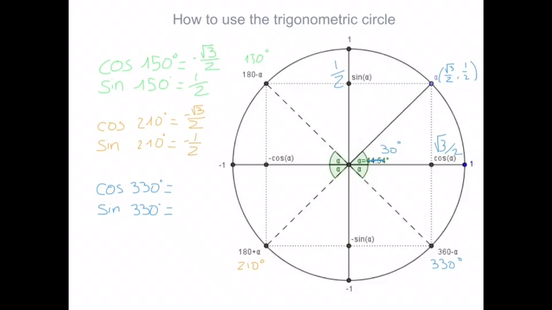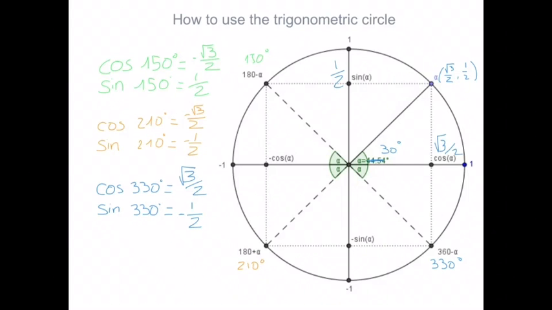Finally, if we repeat the same thing again for 330 degrees, the cosine is read right there. So it's the same as the cosine of 30 degrees. It's the square root of 3 over 2. And the sine is read here. It's the same as the sine of 210 degrees. So it's going to be minus 1 over 2.